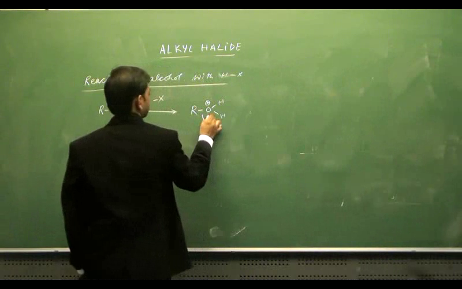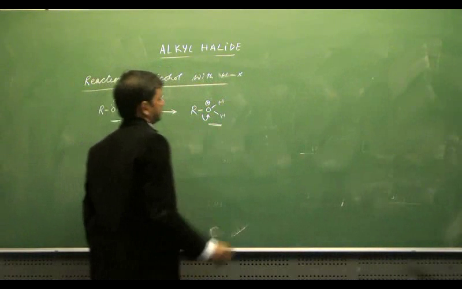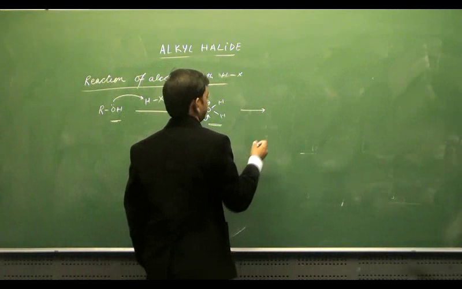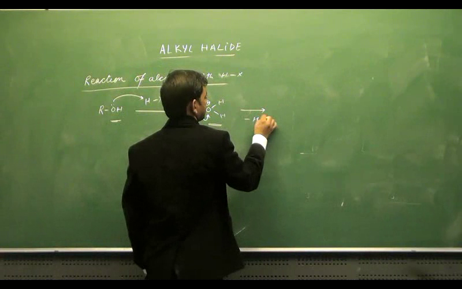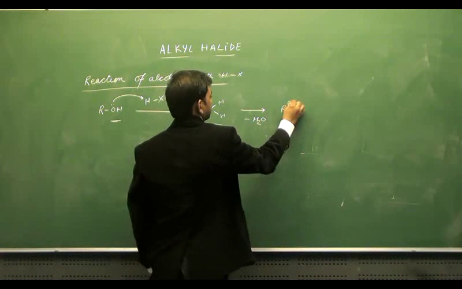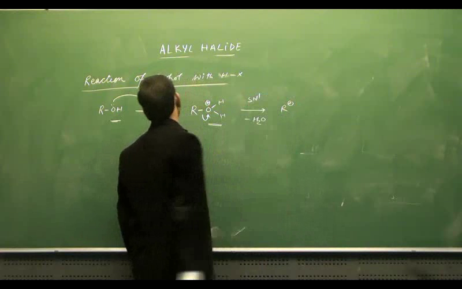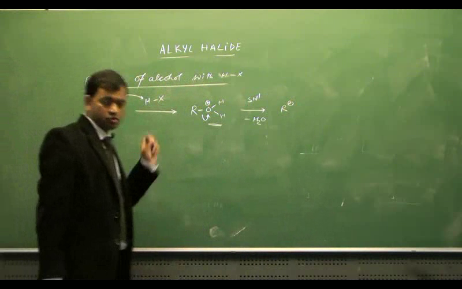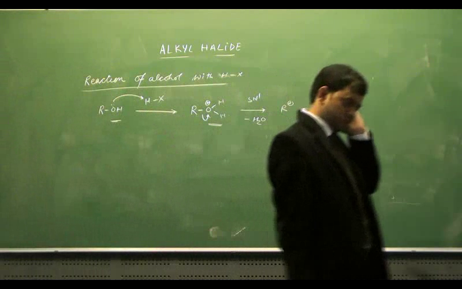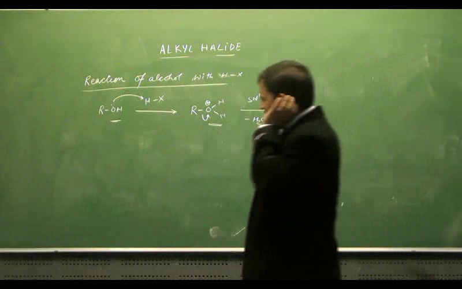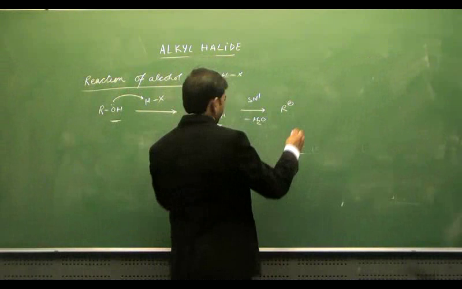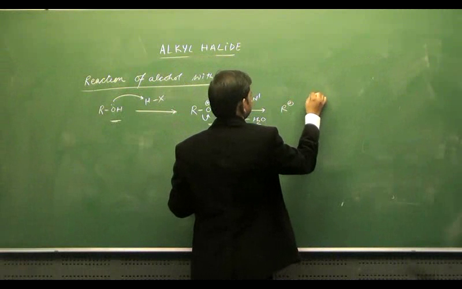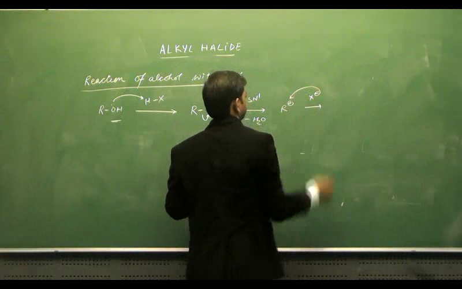Next, the leaving group leaves the substrate. It forms the carbocation. If it gives a stable carbocation, if it is 2 degree, 3 degree, or resonance stabilized, it forms the carbocation, and finally X negative attacks.